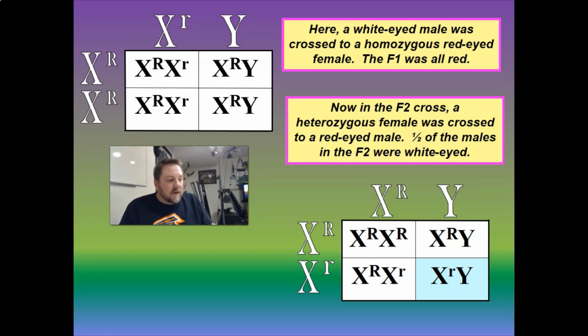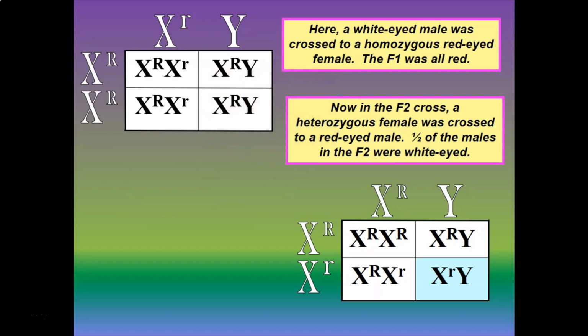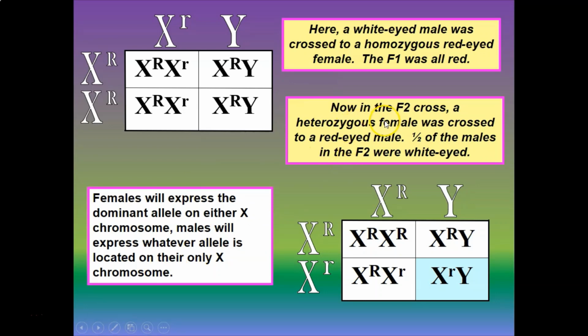So if you notice here, X Y is the guy, but he's red-eyed from the F1. Okay, remember up here. And then you're going to cross him to a red-eyed female, but she's a carrier. And because of that, look what you can get. A quarter of the offspring will actually be white-eyed males. Pretty neat, right? So here you can see females will express the dominant allele on either of their X chromosomes, whereas males will express whatever is on their X chromosome. That's pretty much the key to recognizing X-linked inheritance. Girls, you'll express whatever is dominant. Guys, you express whatever you get.